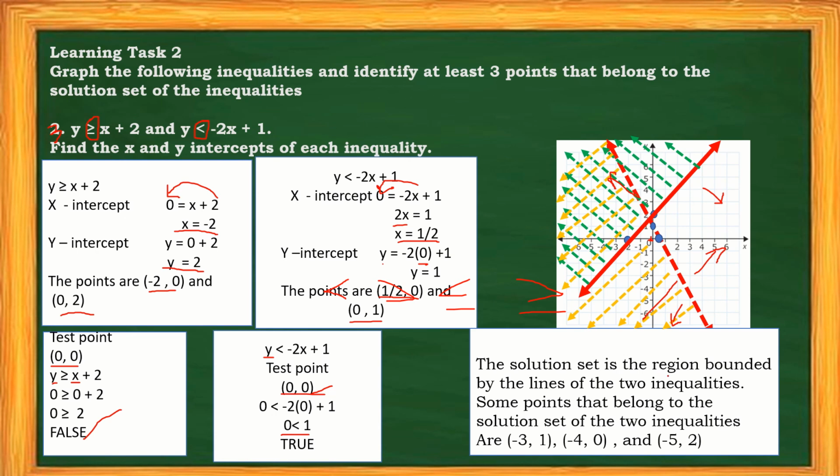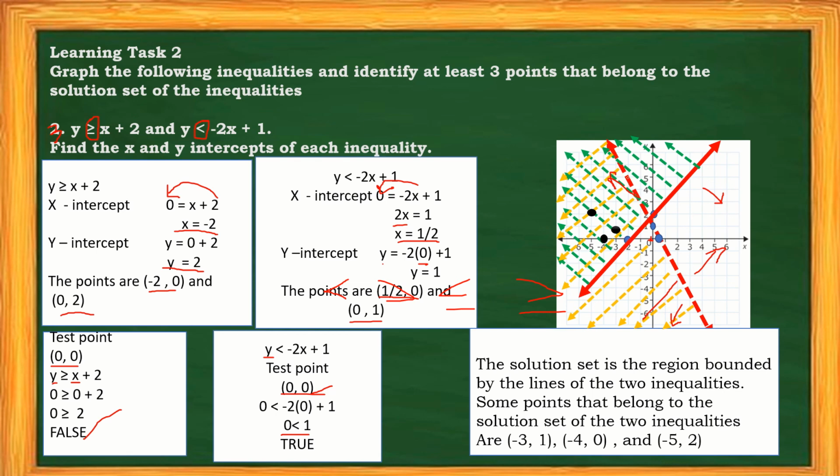Okay, so the solution set is the region bounded by the lines of the two inequalities. Of course, yung nag-overlap. So, ito yung ating solutions ng given inequalities. Yung nag-overlap na green and yellow, or overlapping regions of the two inequalities. Okay. So, pipili again kayo diyan ng 3 points. So, we have the points negative 3, 1, negative 4, 0, and 5, negative 2. You can choose another point aside from that.